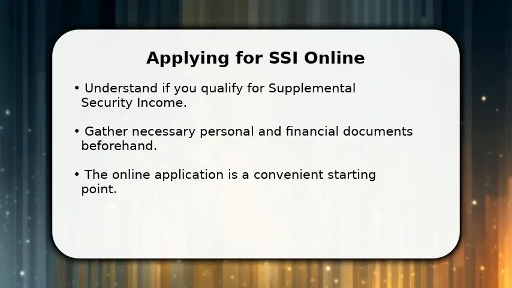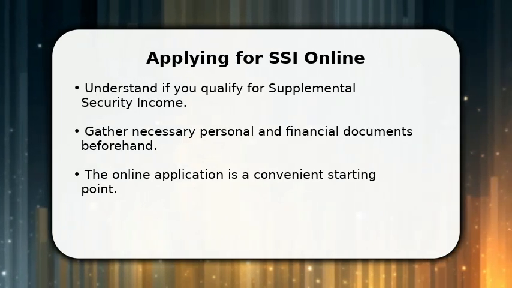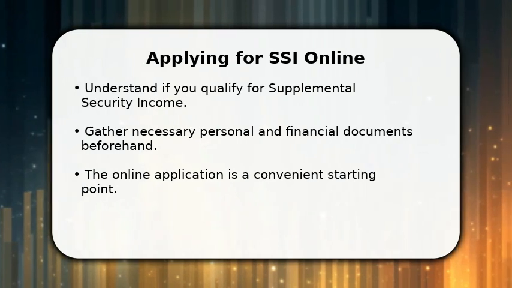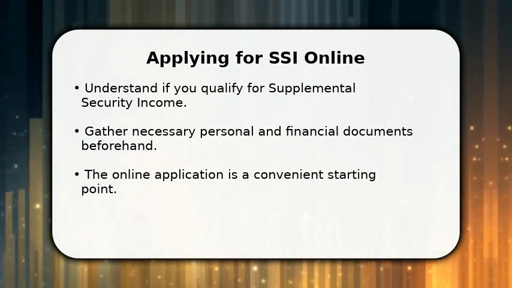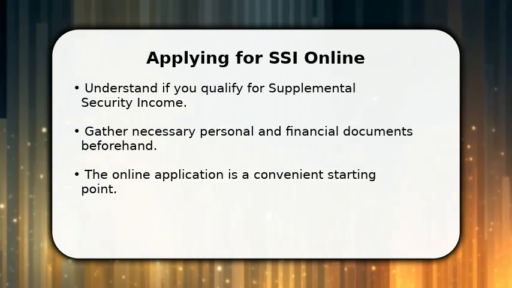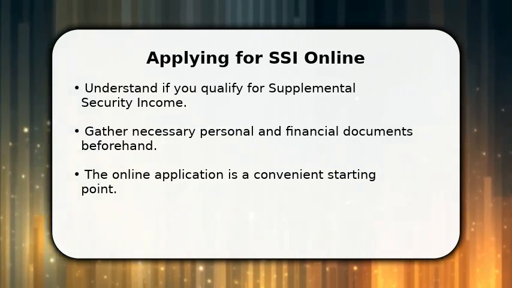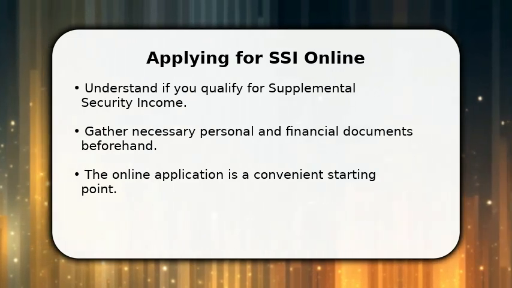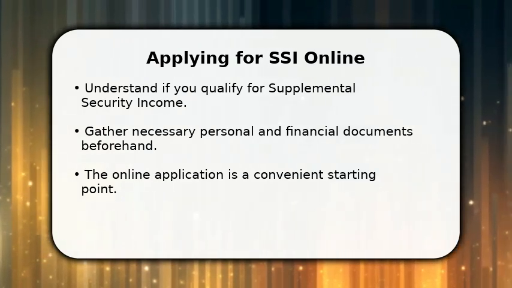In this video, I will explain how to apply for SSI disability online. First, ensure you meet the basic eligibility requirements for supplemental security income. This includes income limits and resource thresholds. Next, gather all your essential documents, such as birth certificates, bank statements, and medical records.